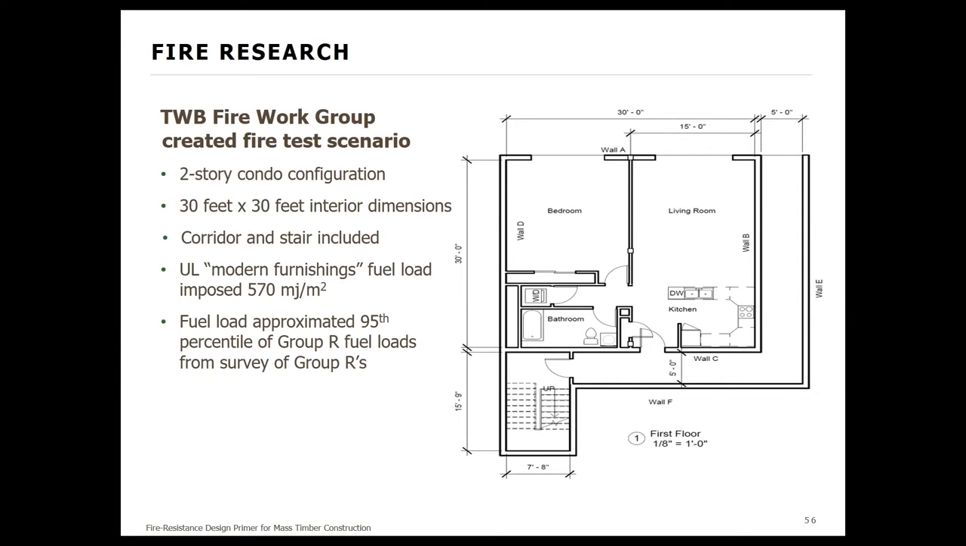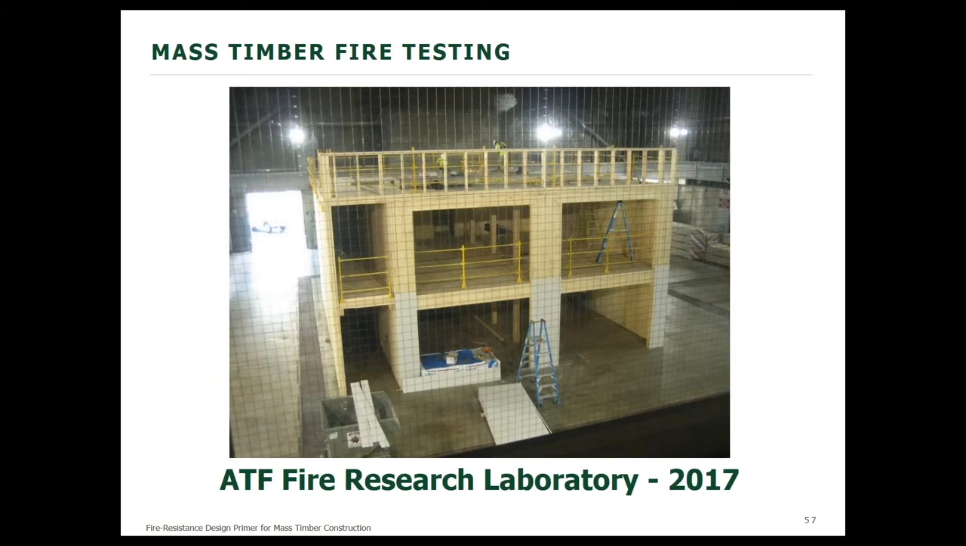The facility was to be loaded with more along the lines of the modern furnishings fuel load. What we were choosing to shoot for was a fuel load of 550 megajoules per meter squared. The fuel load approximated the 95th percentile of Group R fire loads from a survey of Group R occupancies.